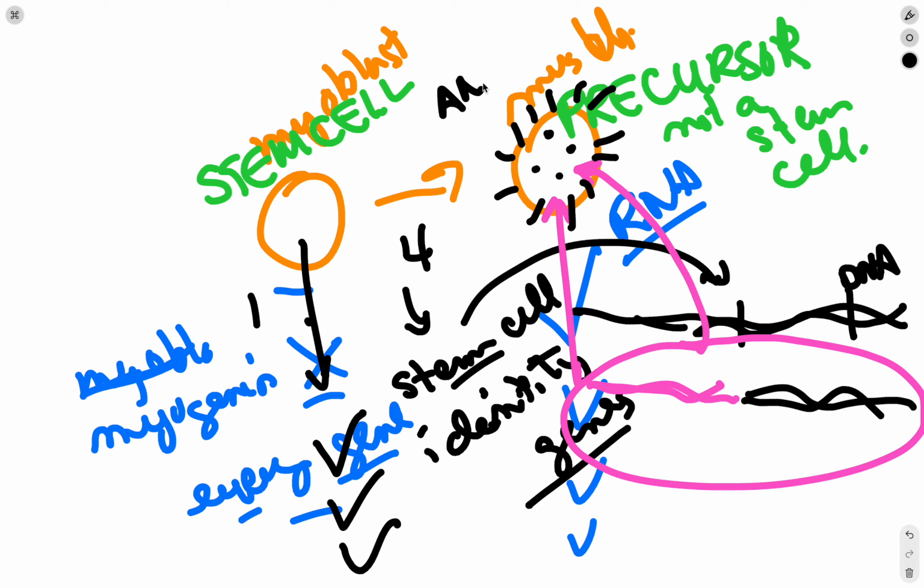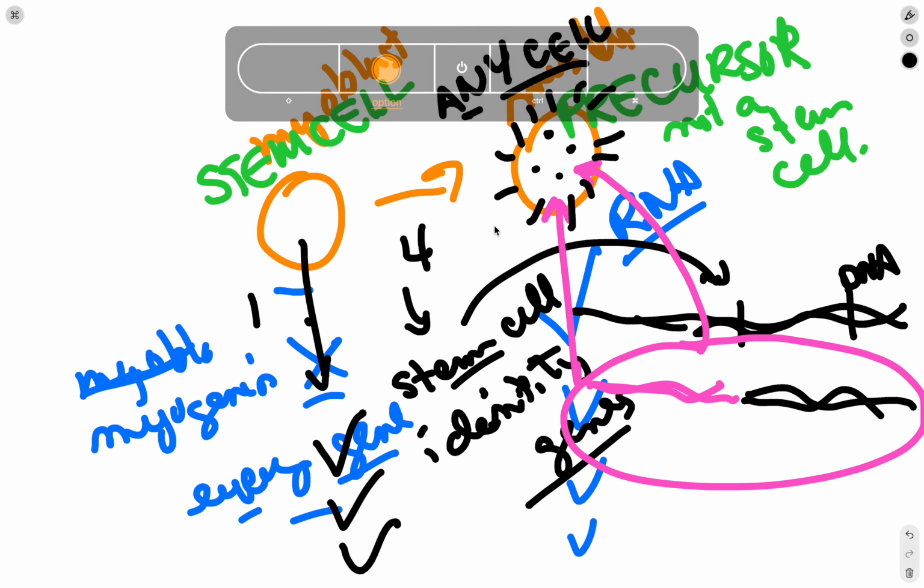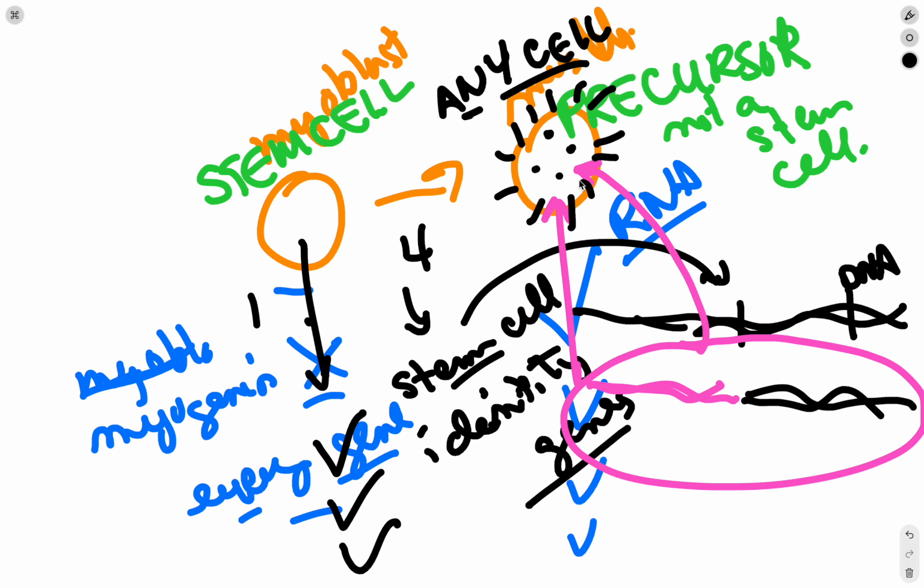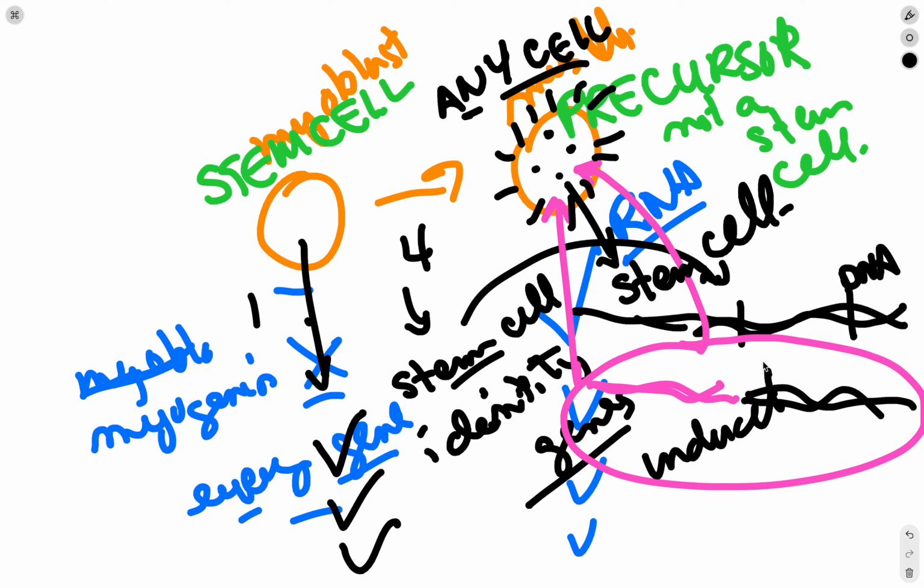So we take any cell, even a differentiated cell, and we could express or misexpress these 4 stem cell identity genes, and this cell would become a stem cell. And this stem cell is called an induced pluripotent stem cell.